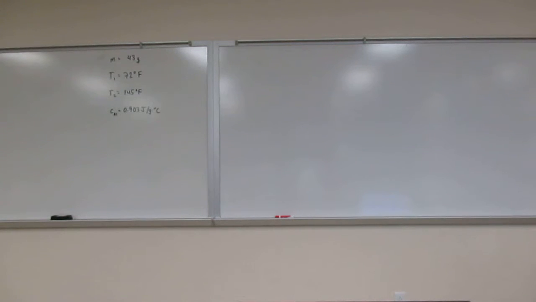Going back to y'all's answers in general, a lot of us understand how to do this problem. The thing we're having trouble with is reminding ourselves that the degree Celsius and the degree Fahrenheit are measuring different amounts of temperature change. So you can't just subtract your 72 from 145 and go with that. You've got to actually convert each one of those Fahrenheit temperatures to a degree Celsius temperature first, because the magnitude of the degrees Fahrenheit is different than the magnitude of the degrees Celsius. So you just got to remember that.